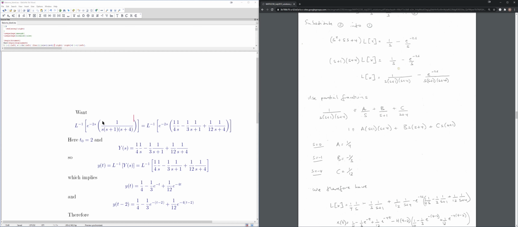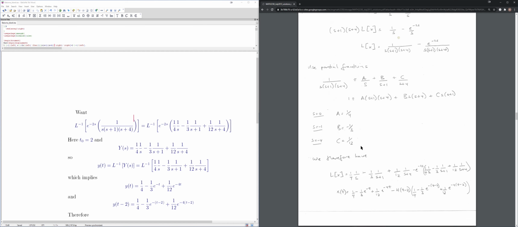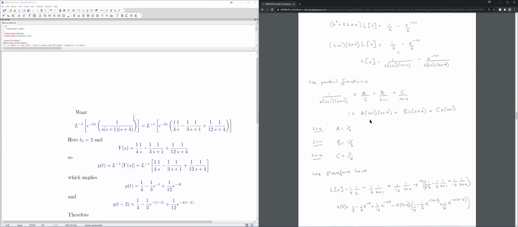And you see the thing over here, this 1 on s times s plus 1 times s plus 4, I already did the partial fraction expansion for that. The partial fraction expansion for the 1 on s plus 1, s plus 4 is of this form, and I figured out what the a, b, and c are already. So the partial fraction expansion for the 1 times s plus 1 times s plus 4 is these first three fractions over here.